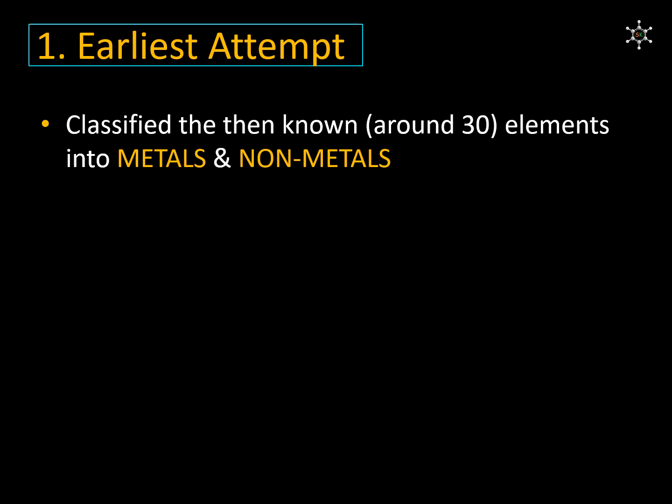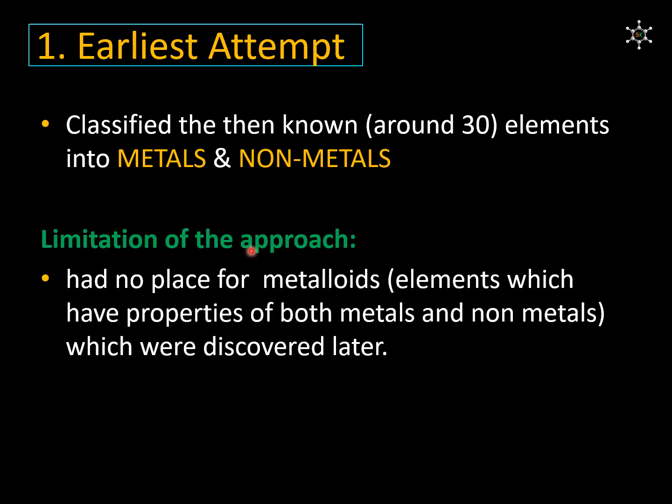Earliest attempt in the history of periodic table is classifying the then known elements into metals and non-metals. Limitation of this approach is it had no place for metalloids. Metalloids means elements which are having the properties of both metals and non-metals.